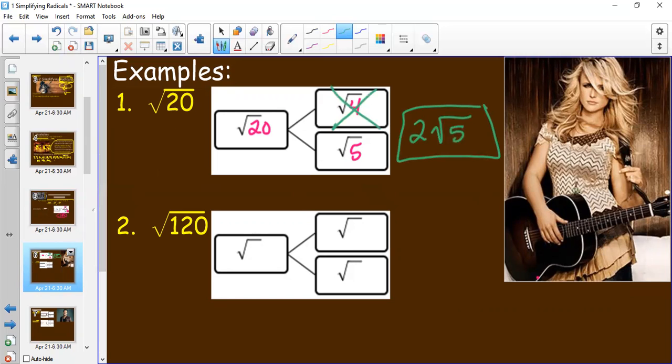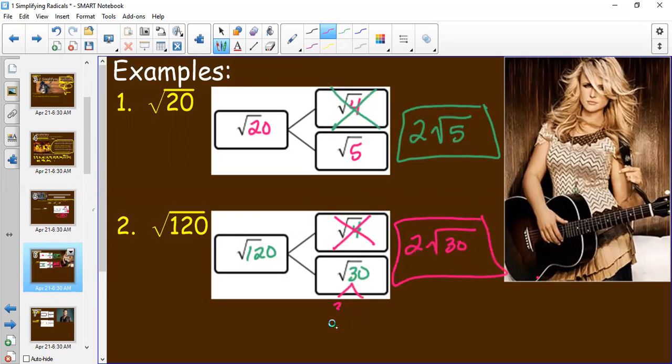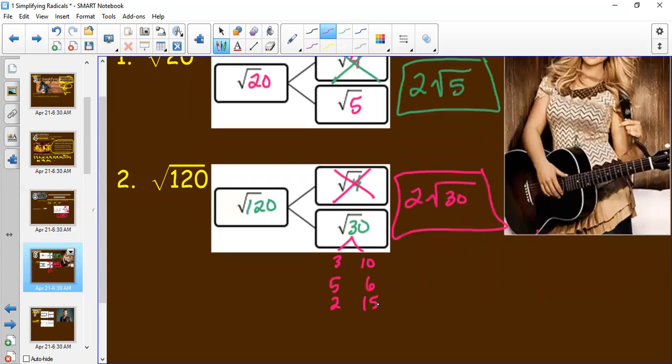For 120, I know 4 times 30 is 120. And I know the square root of 4 is 2. I don't know the square root of 30, so I keep it inside. Now 30 can break up into a few things: 3 times 10, 5 times 6, even 2 times 15, but none of those are perfect squares, so I know I'm done.